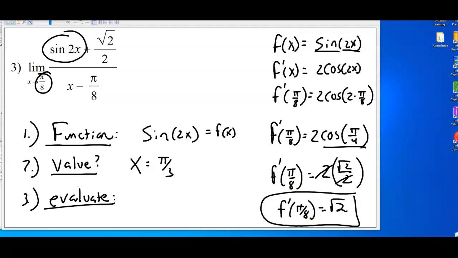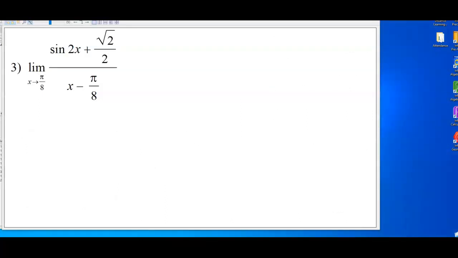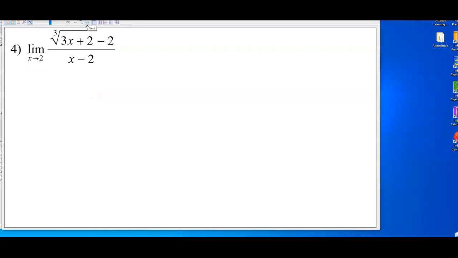So this limit up here represents a derivative. It represents the derivative of this function at this point, and so I just used our shortcuts from Unit 1 to find out what the answer to this limit would be. Okay, let's do one more problem here.